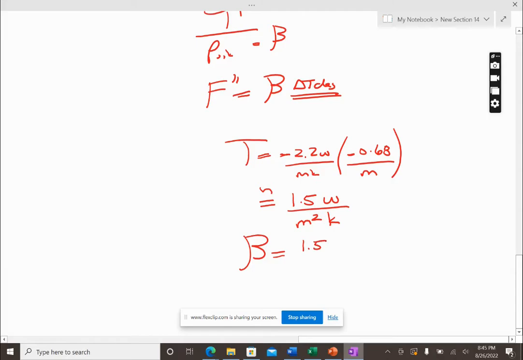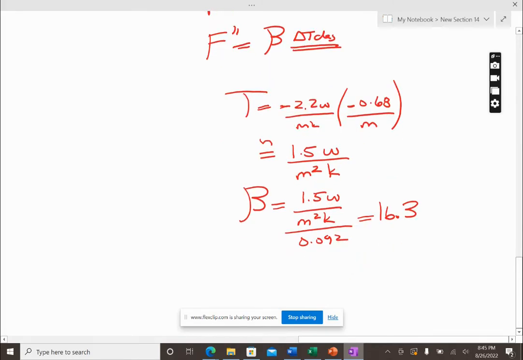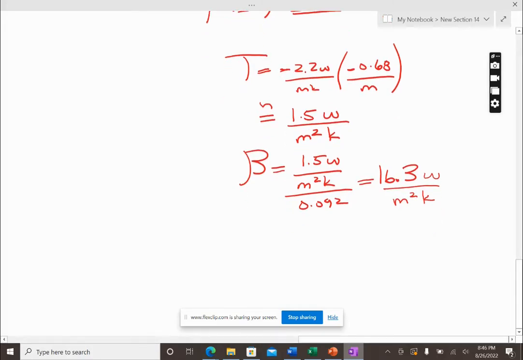That's tau. Okay, now beta, if we're solving for that, we just need to divide. Beta equals 1.5 watts per meter squared Kelvin divided by the proportion 0.092, and this gives us about 16.3, I believe. And this is just, again, because proportion is unitless. Okay, and then we're going to multiply this by delta T design. Now, let's suppose we want to get the temperature above 32.